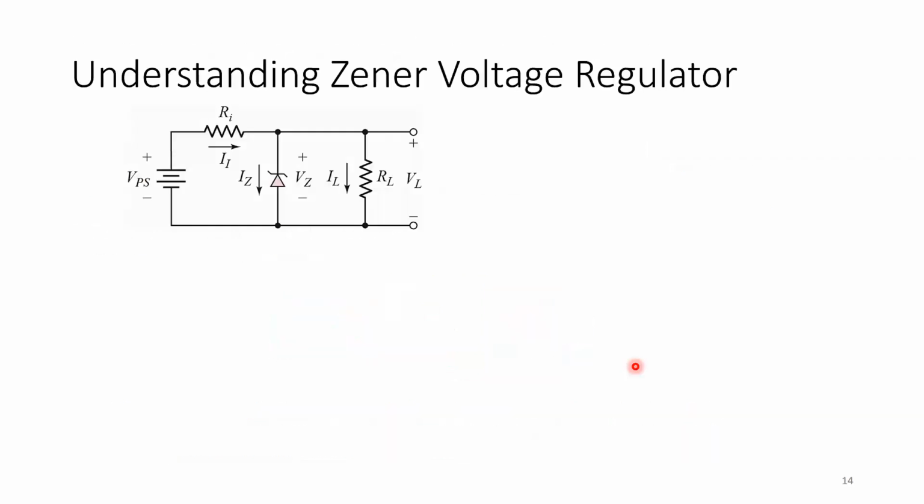Okay, understanding the Zener voltage regulator. Let's assume we have a power supply, VPS, and an input resistance. This is part of the power supply, or part of the circuit as well. We have a Zener diode connected, and we intend this Zener diode to function in reverse bias in parallel with RL, the load resistance, which will have a voltage across it, VL.